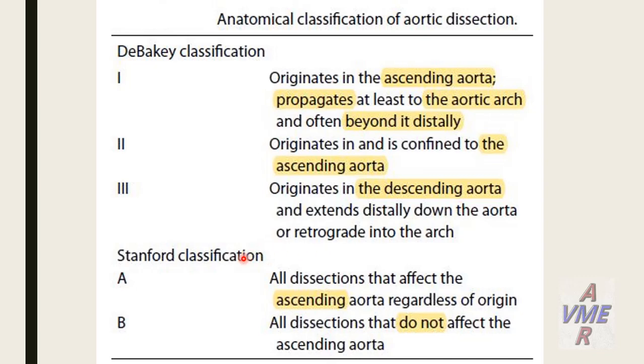The Stanford classification depends on whether the ascending aorta is involved or not. Type A dissection involves the ascending aorta. Type B is any dissection that doesn't affect the ascending aorta. So in the anatomical classification, we have the DeBakey classification, based on where the entry tear originates: the whole aorta is type 1, ascending aorta type 2, descending aorta type 3. In the Stanford classification, if the ascending aorta is involved in the dissection it is type A, and if not involved, it is type B.